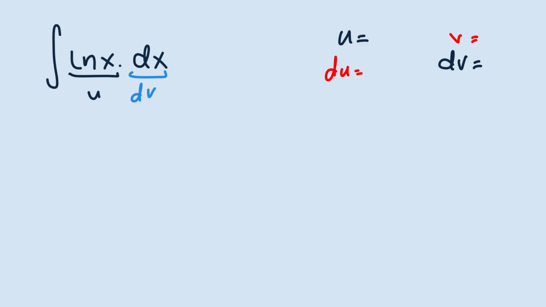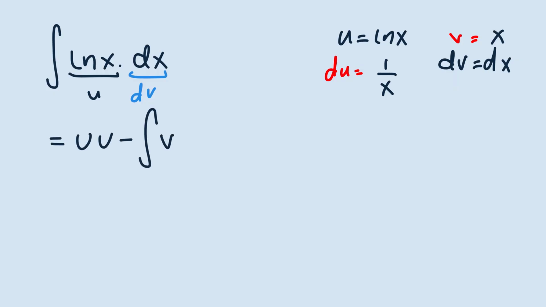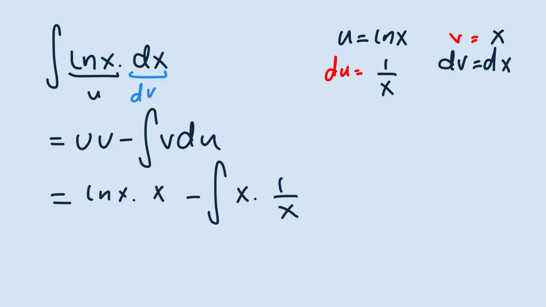Let us do it together. u is ln x and dv is dx. Now let us find du and v. du will be 1 over x, and v equals the integral of dx, which is simply x. Now let's just plug these values into our formula. So u equals ln x times v, which is x, minus the integral of v, which is x, times du, which is 1 over x. Now I can cancel x with x, and we should not forget dx here.